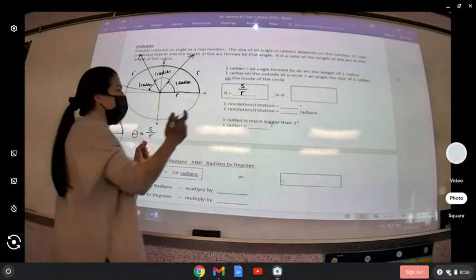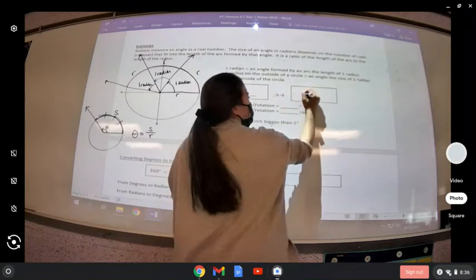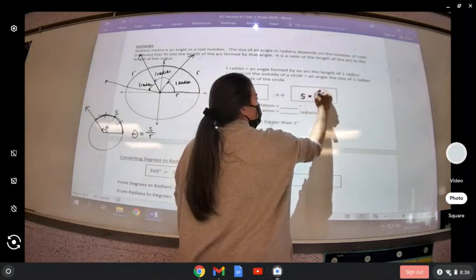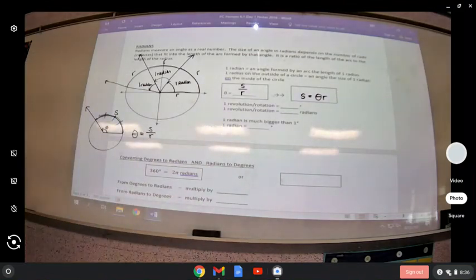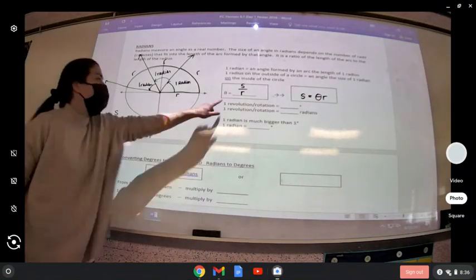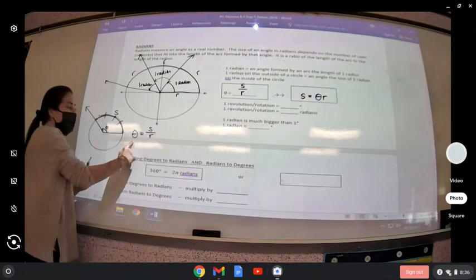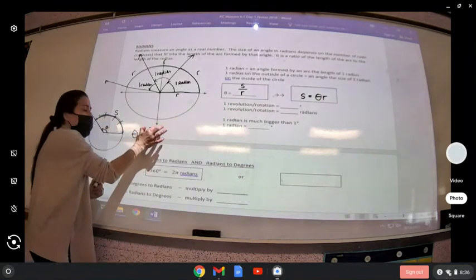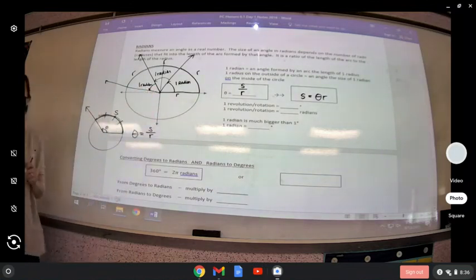All right, and then again, if you think of this as over 1 and you cross multiply, then you get the arc length is always equal to theta times radius. Just another formula for us to be able to use. I always just use this one because that's the one I can always remember. I always know the angle is going to equal the length of the arc divided by the radius. How many radiuses fit into that arc? That's how we measure something in radians.